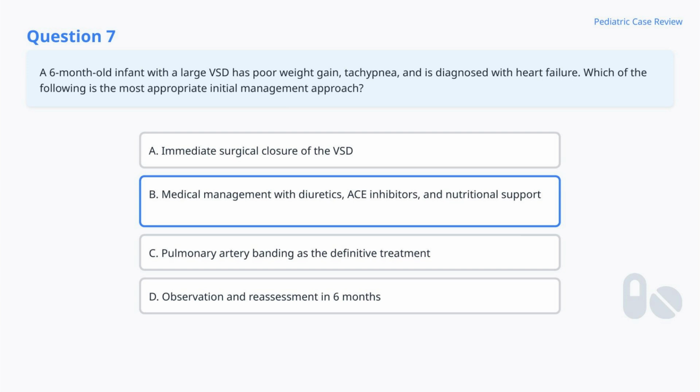A 6-month-old infant with a large VSD has poor weight gain, tachypnea, and is diagnosed with heart failure. Which of the following is the most appropriate initial management approach? Your options are A. Immediate surgical closure of the VSD, B. Medical management with diuretics, ACE inhibitors, and nutritional support, C. Pulmonary artery banding as the definitive treatment, or D. Observation and reassessment in 6 months. Consider the stepwise approach to managing heart failure in infants with large VSDs.